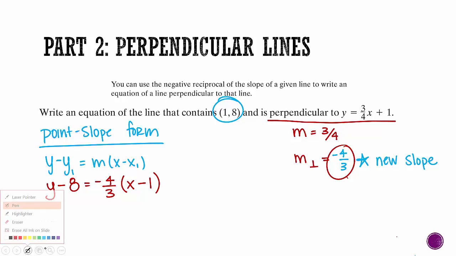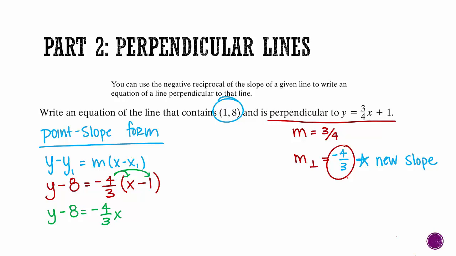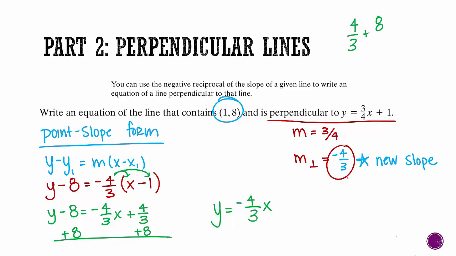And then it becomes simplifying. So I have y minus 8. If I distribute this, I get -4/3 x. Two negatives here make +4/3. And then to get y by itself, all you got to do is add 8 to both sides. So we end up with just y equals -4/3 x. And remember, when you're adding fractions, you got to find a common denominator. So 4/3 plus 8. Remember, I can write 8 as something over 3. It would be 24/3, because that simplifies to 8. So you end up with 28/3.